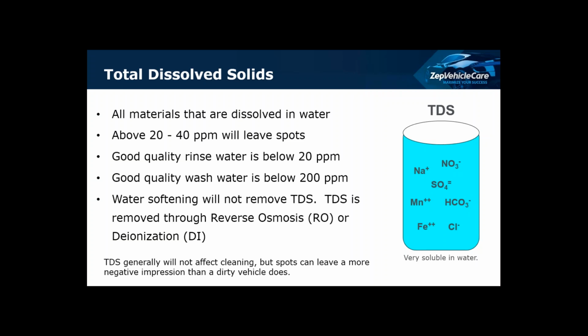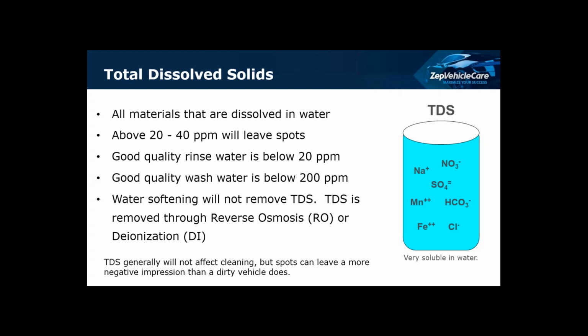17.1 parts per million is 1 grain. Now that gives you the calculation and the conversion if people talk grains versus parts per million. So good quality rinse water without spots is going to be 20 parts per million. Good quality wash water that's not going to affect your chemistry in the cleaning aspect is going to be under 200 parts per million.